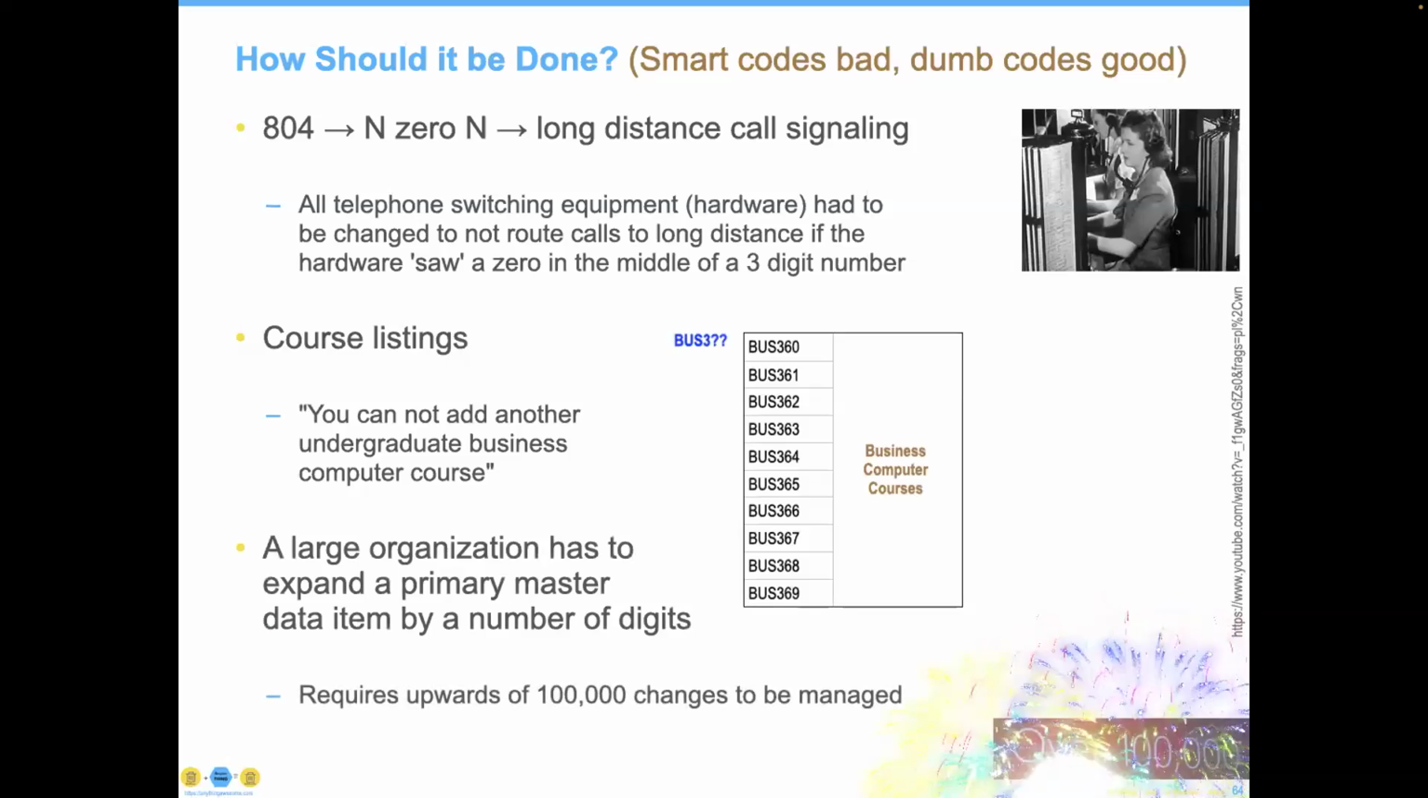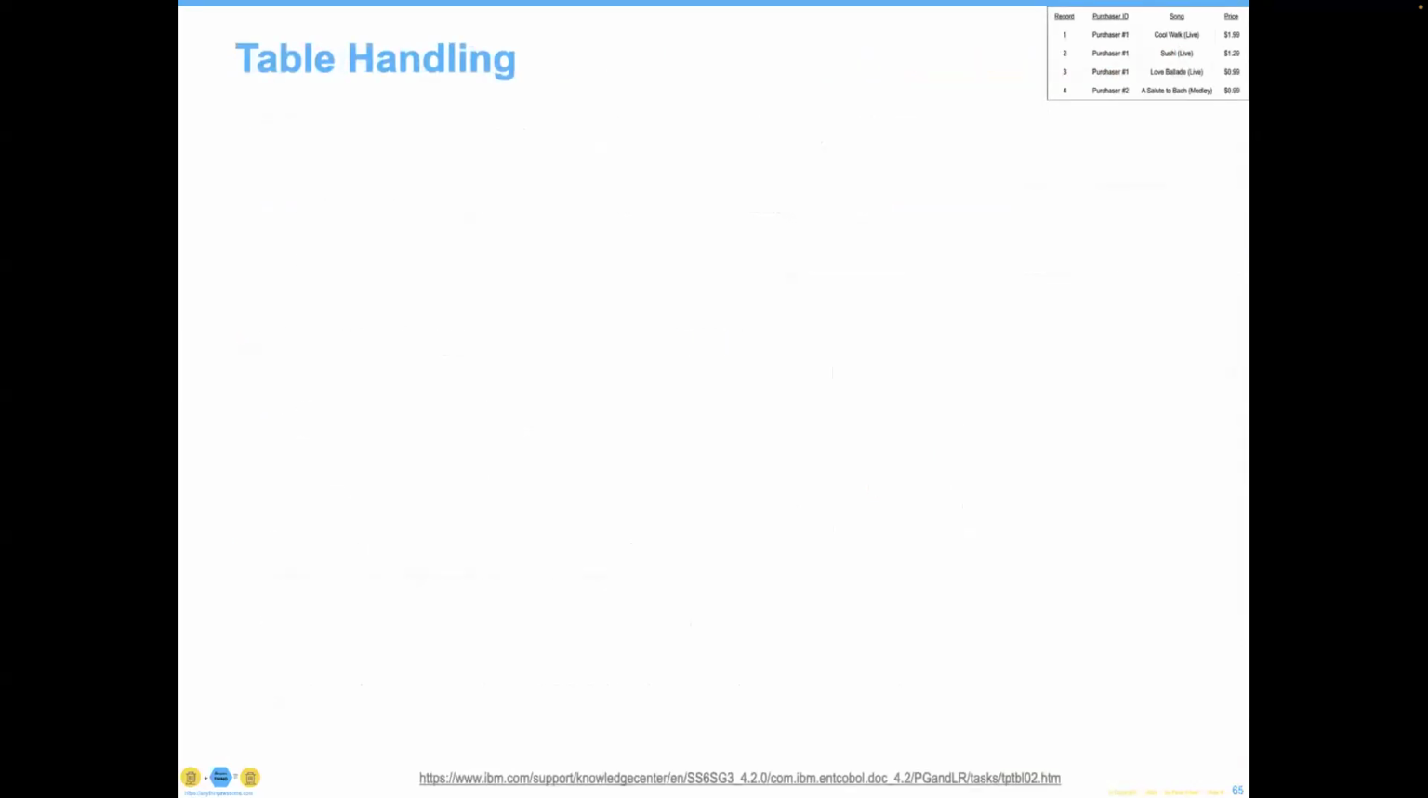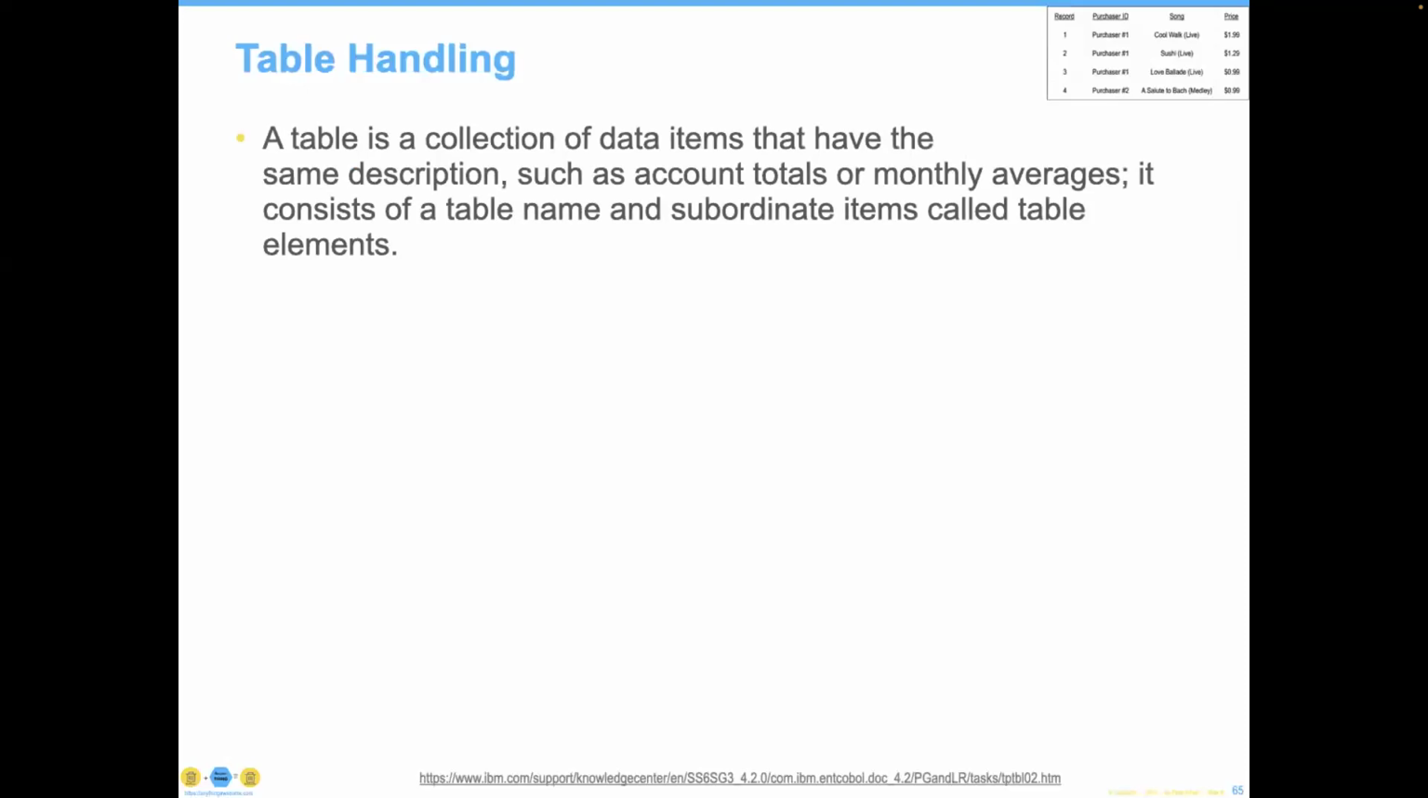Another one is a very large delivery organization that I was recently talking to, and they were explaining that they had a primary key that they were going to have to expand, and it was going to require upwards of 100,000 system changes in order to manage this. So clearly there are ways this could have been done that would have prevented all three of these disasters. If we're talking about table handling, it's equally as interesting.